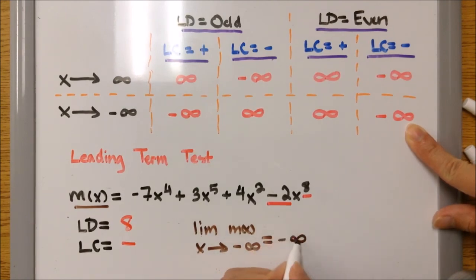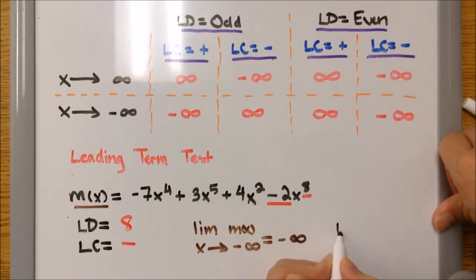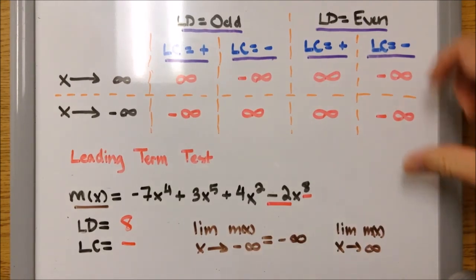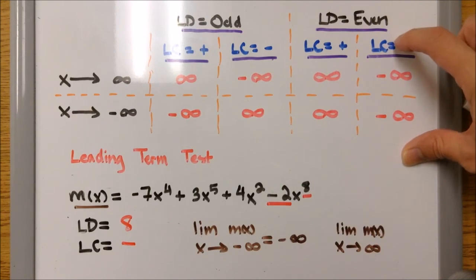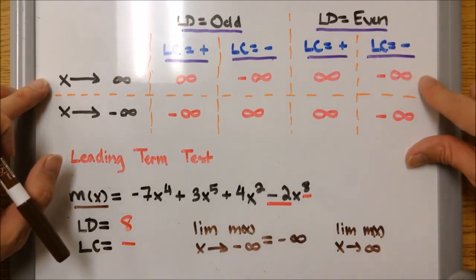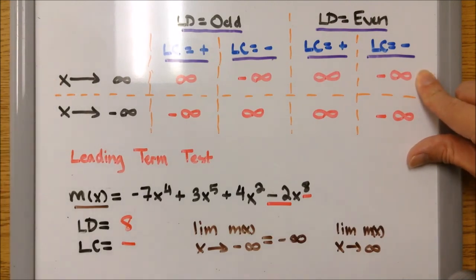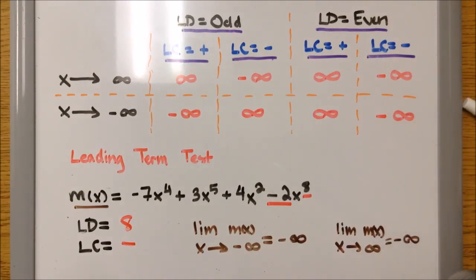Alright, so now let's do the right side. So the limit of m of x as x approaches infinity. So we're doing the right side. Same column, even, negative leading coefficient. The right side is this. So this is the right side, and this is what it's going to equal to. So negative infinity. So both of them are equal to negative infinity. This is the left side. Now this is the right side.